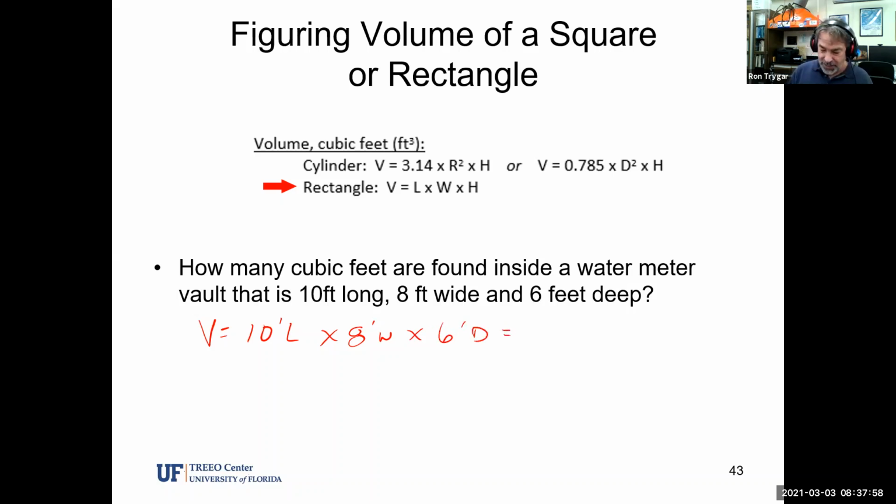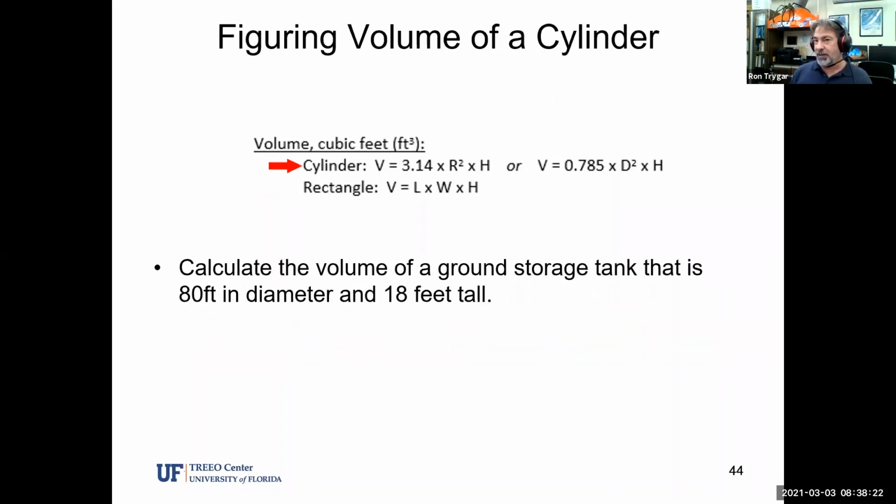So I got 10 times 8 times 6, and I have on my calculator 480 cubic feet as the volume of that meter vault. So that's how we would work that one out. Length times width times height, the three dimensions together gives us cubed feet. Let's talk about the cylinders now.